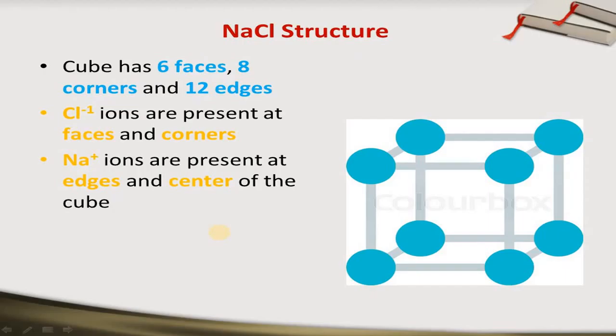As we have seen in this video, we have calculated the chloride ions and sodium ions. The total number of chloride ions present in each unit cell is 4 chloride ions, and the total number of sodium ions present in each unit cell is 4 sodium ions. So 4 NaCl can be written.